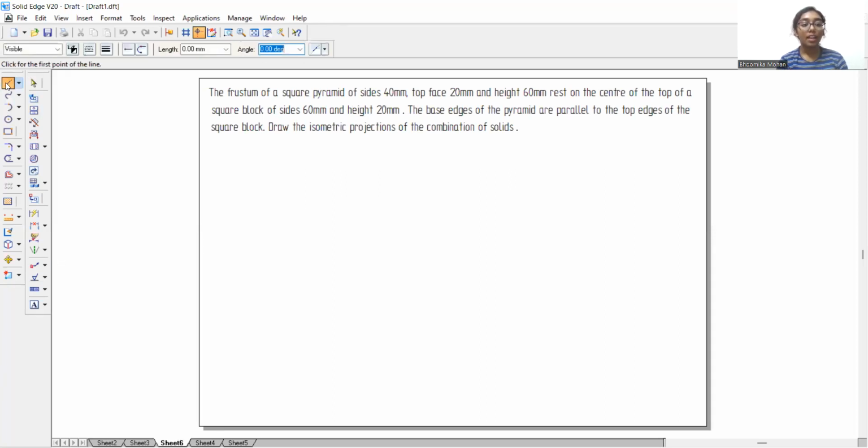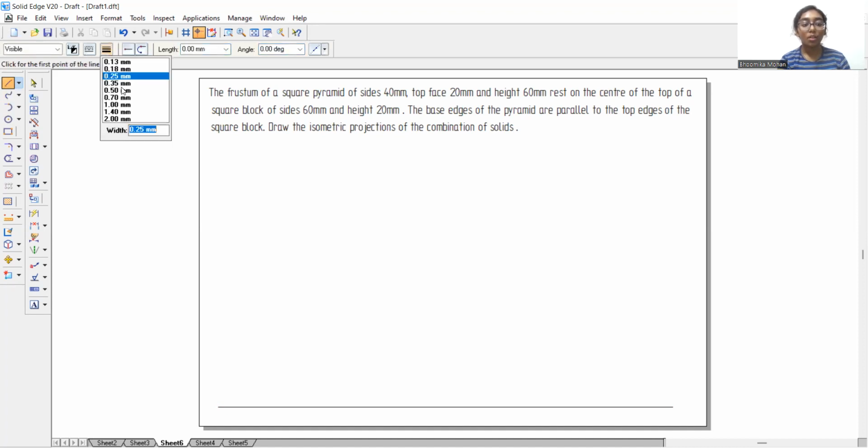First, we have to take the line tool of thickness 0.25 mm and draw a reference line. Next, since the question says the frustum of a square pyramid rests on the center of the top of a square block, we have to draw the square block of side 60 mm and height 20 mm. For this, we have to take the line tool and thickness of 0.50 mm, draw a line of measurement 60 mm and taking the angle 30 degrees.